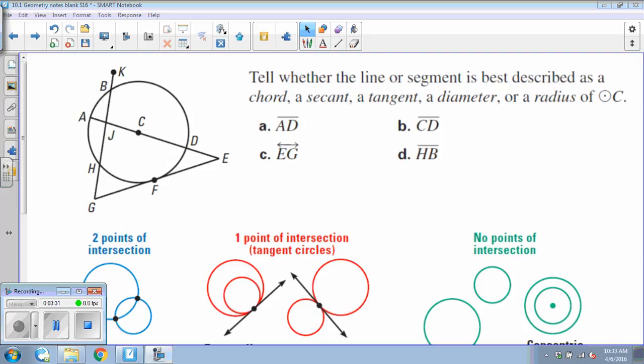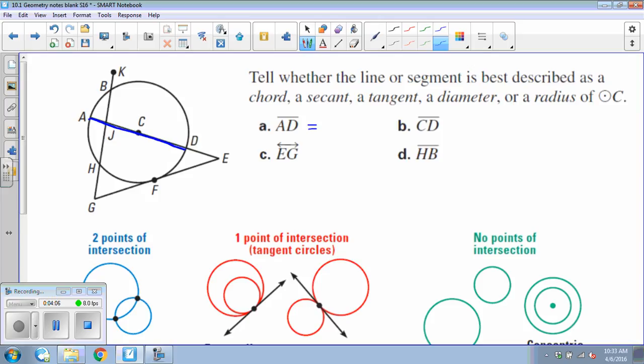Okay, so let's check for understanding. You don't need to copy this down. Let's just check to make sure we understand the terminology, okay? So this problem gives you a figure and it says, tell whether the line or segment is best described as a chord, a secant, a tangent, a diameter, or a radius of the circle C. All right, sometimes it can be more than one. So remember, when you're looking at these, this means segment AD, and this means line EG, okay? So segment AD, here's AD. Yes, it is a diameter, and it is also what? A chord. So it's a chord and a diameter.